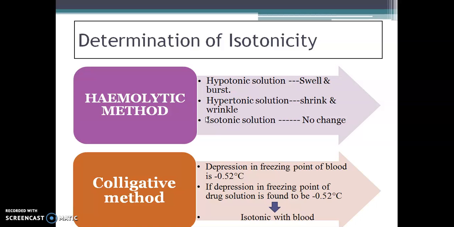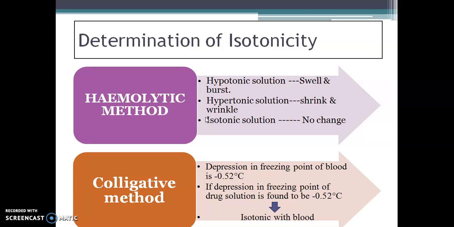Now we will discuss the main topic, that is the determination of isotonicity, meaning the methods to determine the isotonicity. There are two methods which determine the isotonicity of the solution. First is the hemolytic method and second is the colligative method. So firstly we have to discuss the hemolytic method.